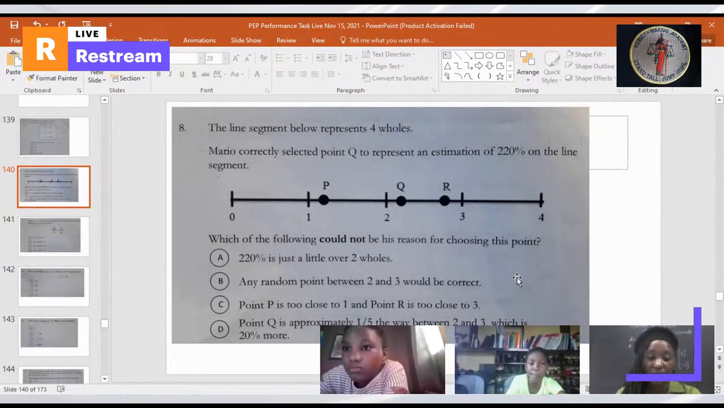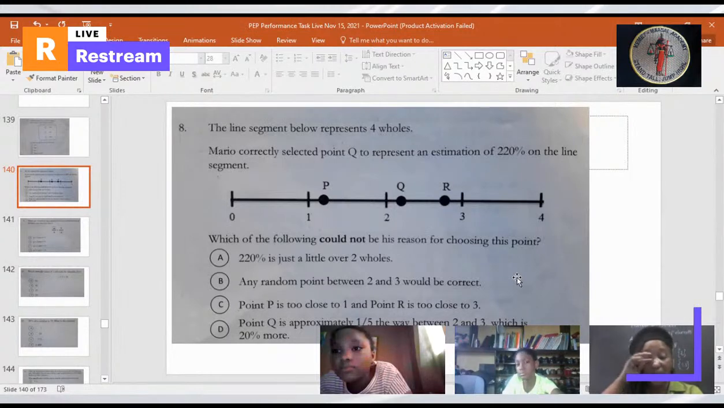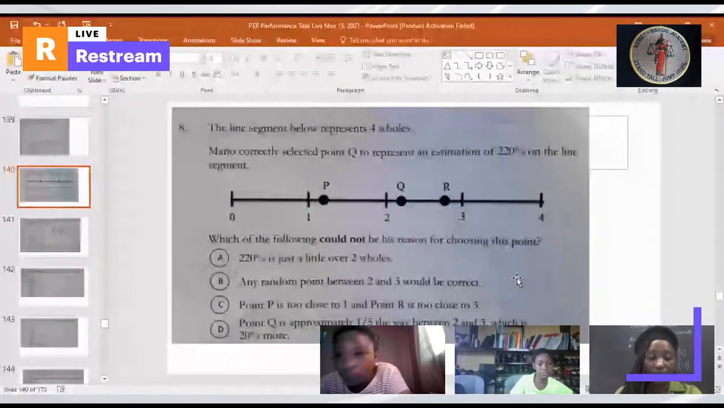They're asking us which one could not be a reason. So B, any random point between 2 and 3 would be correct. Could we just put the point Q anywhere between 2 and 3 and that would represent 220%? No, not really. So that would not be a reason.